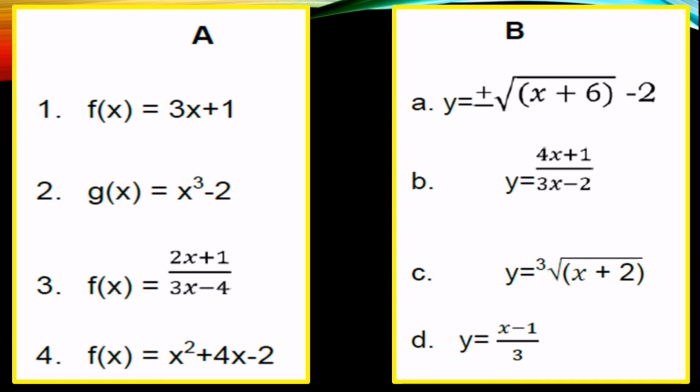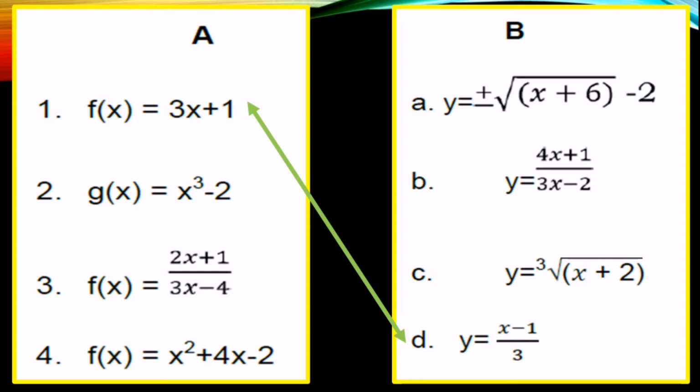We have here column A and column B. What do you think is the inverse of f of x is equal to 3x plus 1? The answer is letter D. y is equal to (x minus 1) divided by 3.